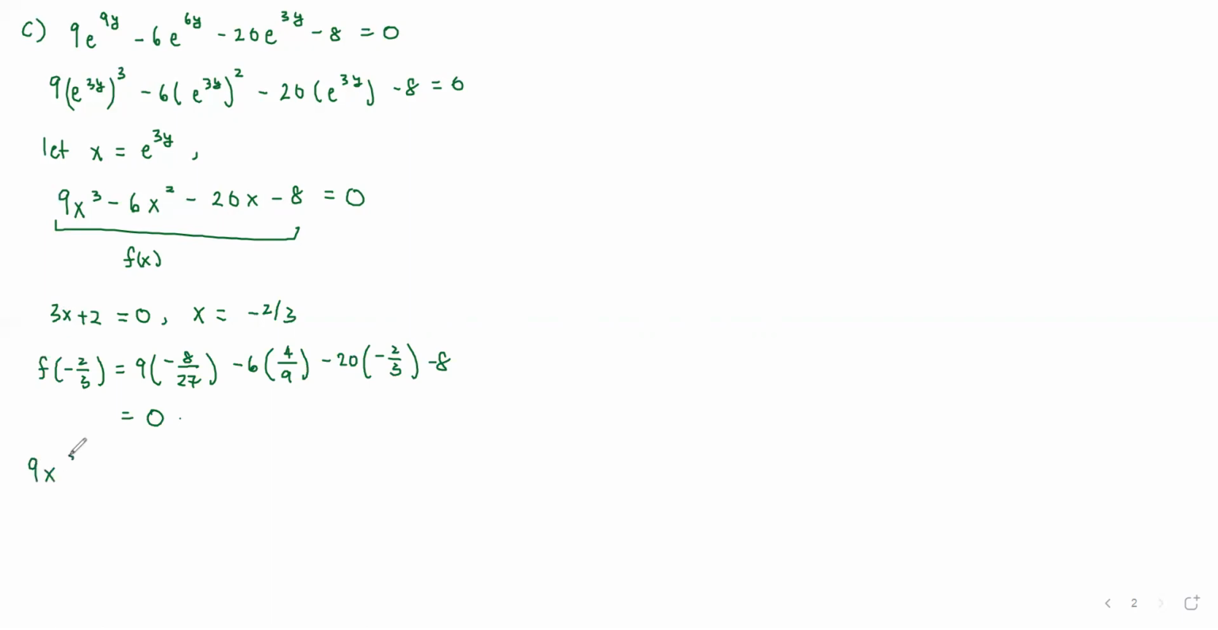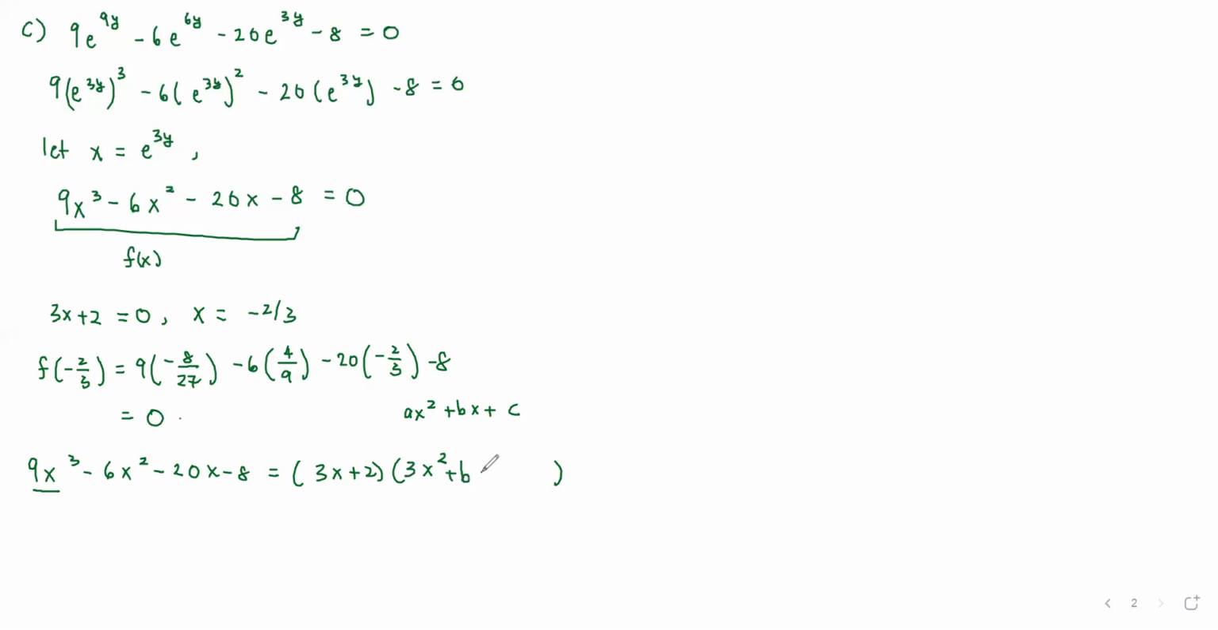Then 9x cubed minus 6x squared minus 20x minus 8 can be written as 3x plus 2 multiplied by a quadratic. This is linear. On the left, you have cubic. So a linear multiplied by a quadratic should give you a cubic. The quadratic is in the form of ax squared plus bx plus c. We don't have to work so much. The coefficient of x cubed is 9. The only way you can get an x cubed term is when you have 3x multiplied by ax squared. So to get a 9, you must have a 3.